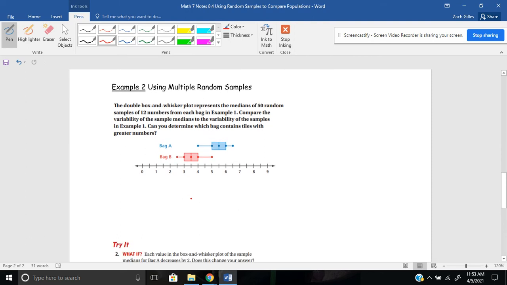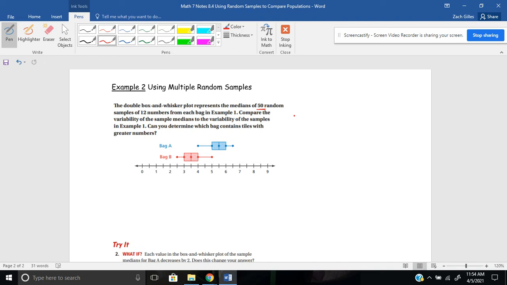All right, moving on to example 2. It says using multiple random samples. This double box and whisker plot represents the medians of 50 random samples of 12 numbers from each bag in example 1. So now we get 50 random samples. Okay, now I think we have a lot more information here than what we did the first time, right? So it represents the medians of each sample of 12, okay?